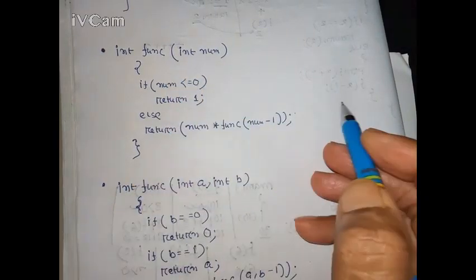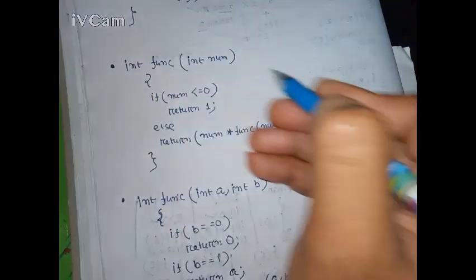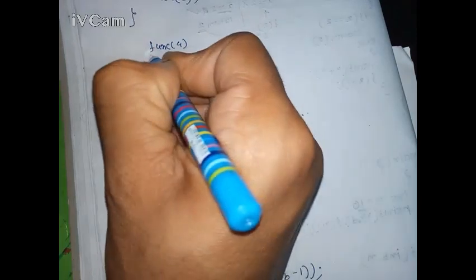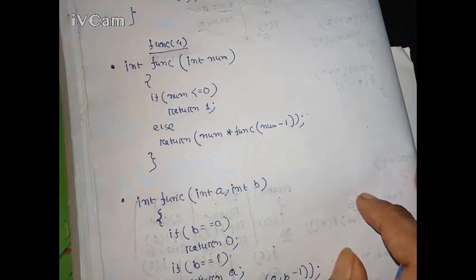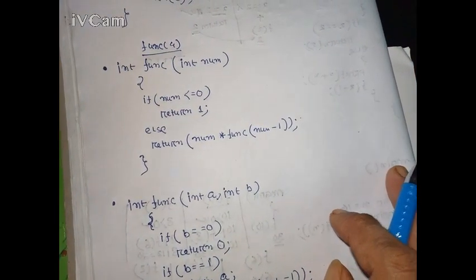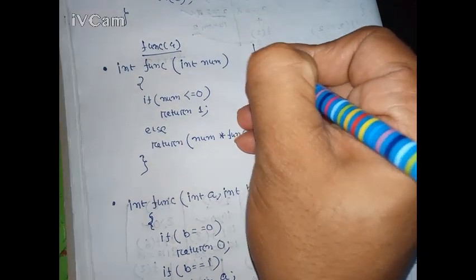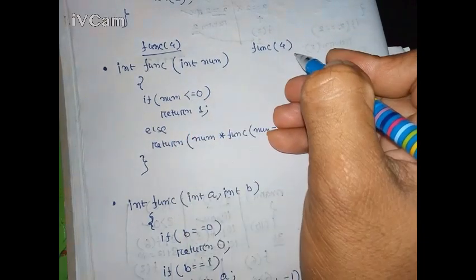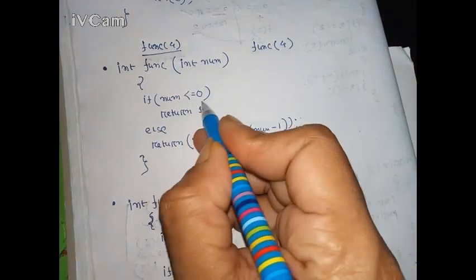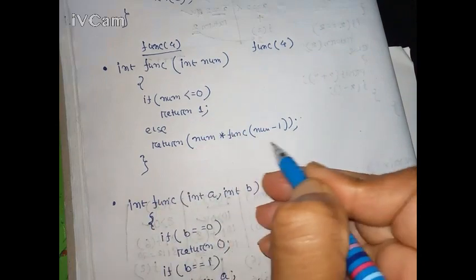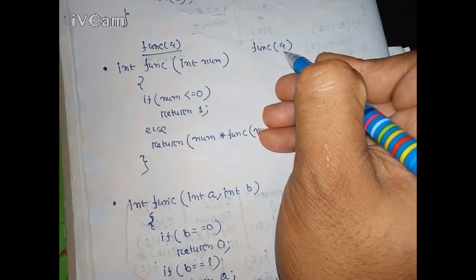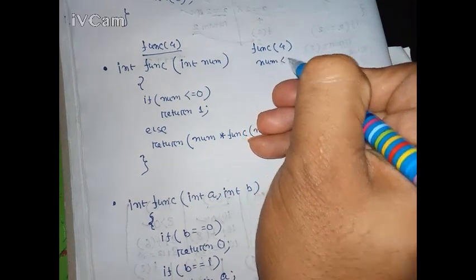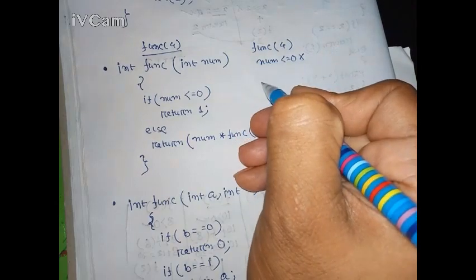One function is there, func, and suppose the value given is func 4. That means in the main function the value is given. What is the value of func? That is 4. So quickly write down the func function. Write down func, the value is 4. So it will check num is less than or equal to 0. If num is less than or equal to 0, return 1, otherwise return this one. So num is not less than or equal to 0. So it comes to where? That is the else part.